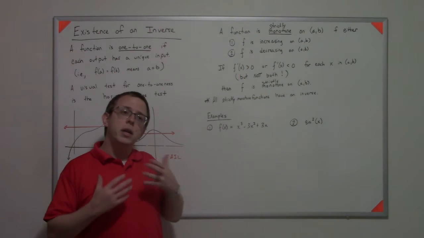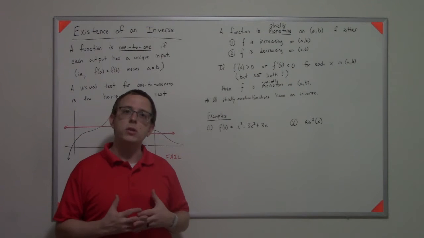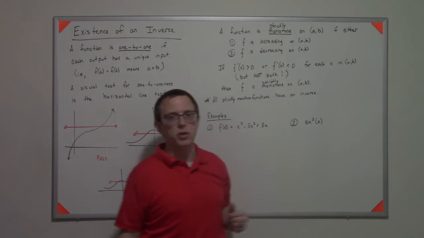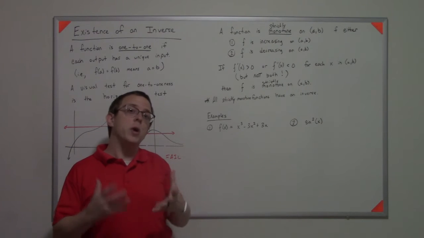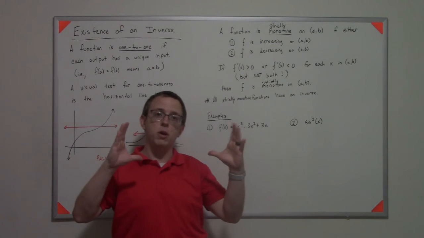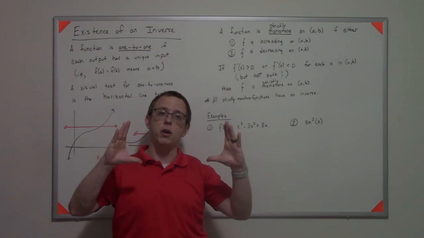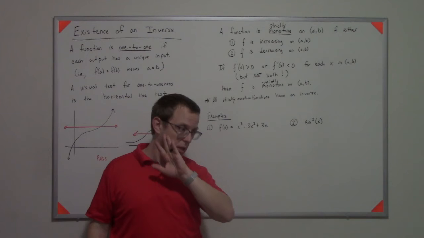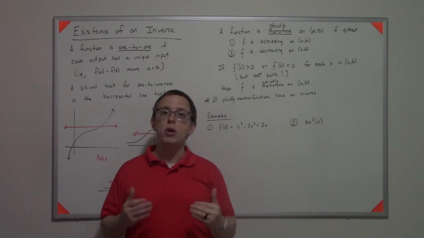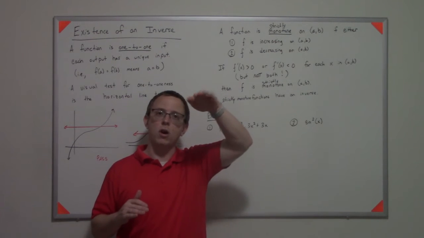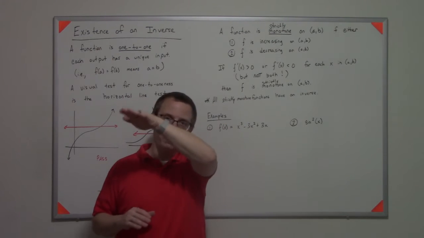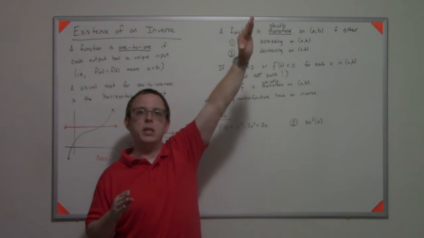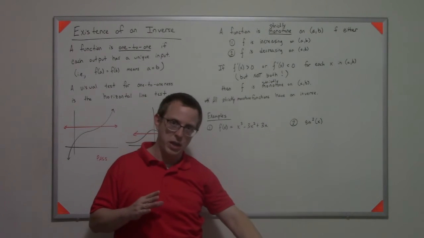If we want to be a little more rigorous here, though, we can start talking about functions being monotone, specifically being strictly monotone. A function is considered strictly monotone on an interval if it's either always increasing or always decreasing. Now, a function can be called monotone if it's increasing or constant, or if it's decreasing or constant. But if it's strictly monotone, it's increasing the whole time or decreasing the whole time.